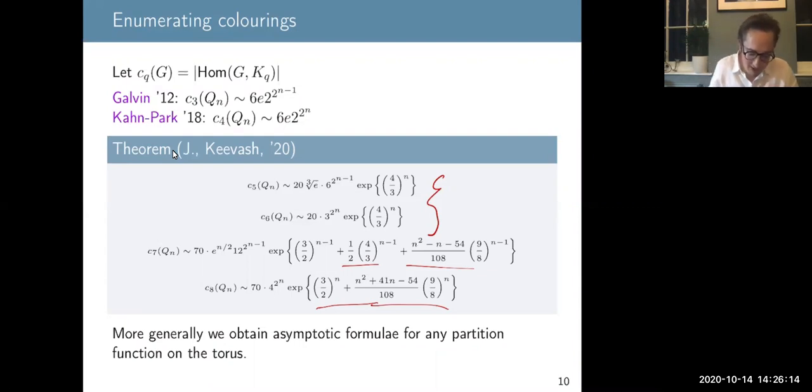And of course, we don't need just the hypercube, we get asymptotic formulae for the number of Q colorings of the torus, and more generally for any partition function on the torus. So for example, the number of independent sets in the torus, generalizing a result of Korshunov and Sapozhenko, who determined the number of independent sets in the hypercube.